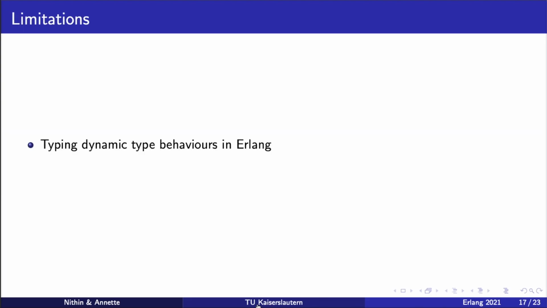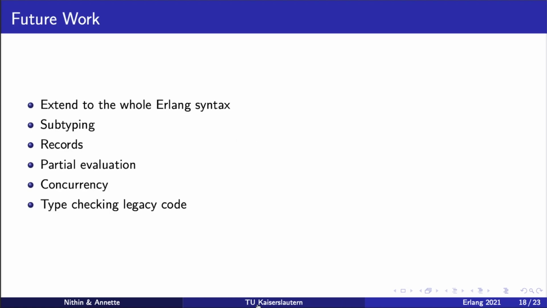So the limitations are, as I mentioned initially, the dynamic type behaviors of Erlang are a challenge and a limitation with the current type system. For future work, right now it's only for a subset of Erlang. We want to extend it to the whole Erlang syntax, and we want to add subtyping for the built-in types. For example, positive integer is a subtype of integer. All those built-in subtyping relations have to be captured and supported.